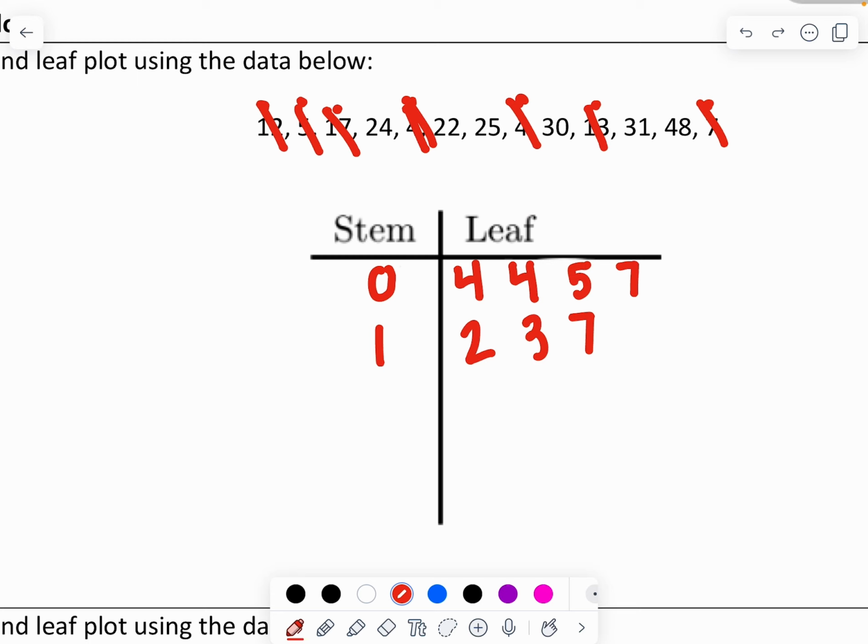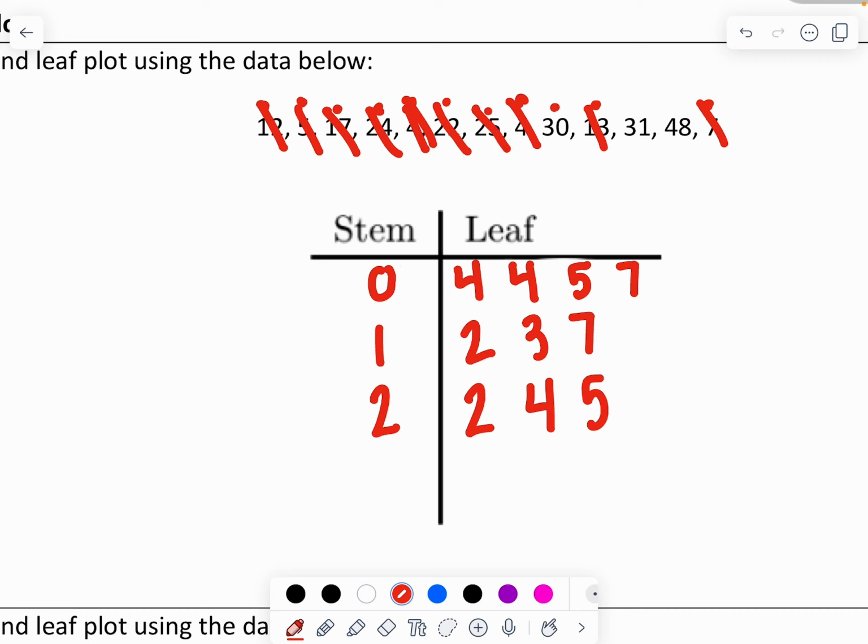Next, I have 24, 22, and 25. So my stem is going to be 2. And then for the leaf, I'm going to have 2 for 22, 4 for 24, and 5 for 25. And I'll cross those off.